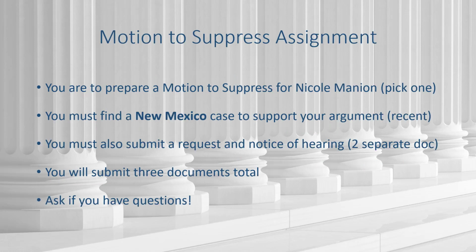So, your motion to suppress assignment: you're preparing the motion for Nicole. You're going to pick one item to suppress. You will find a New Mexico case to support your argument, fairly recent. You must also submit a request and a notice of hearing. They are 2 separate documents, and they each have a caption, okay? So you're submitting 3 documents total.